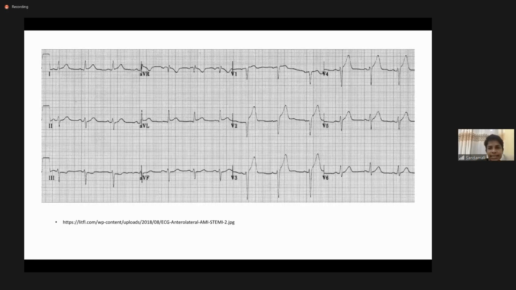If you look at this ECG, I hope you can appreciate that there are tall T waves in V2 to V4, and there are Q wave formations in V1, V2, and ST elevations from the J point more than 1 millimeter in V1, 2, 3, 4, 5, and ST elevation in L1 and aVL. So anterior and lateral leads are involved, and there are ST depressions in L3 and aVF. These are called reciprocal changes because you detect ST elevation or injury pattern in the anterior leads. The leads opposite to them get ST depression. Those changes are called reciprocal changes.